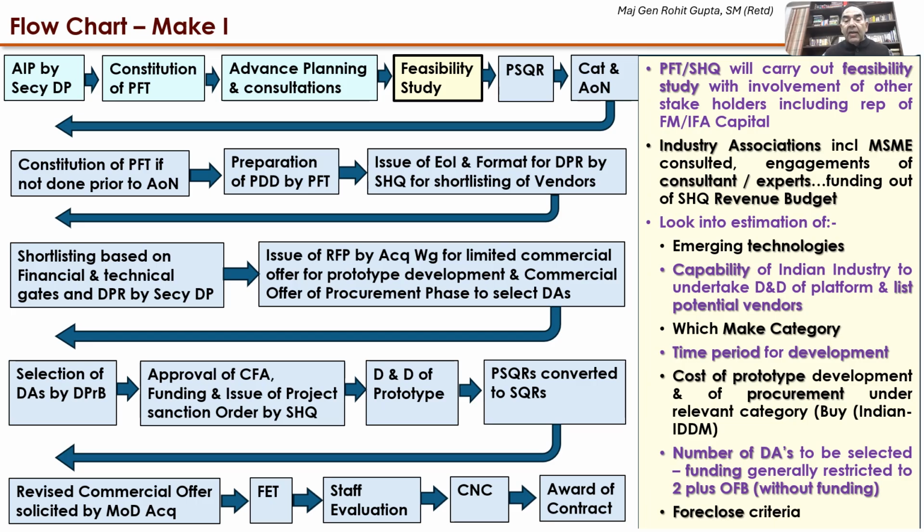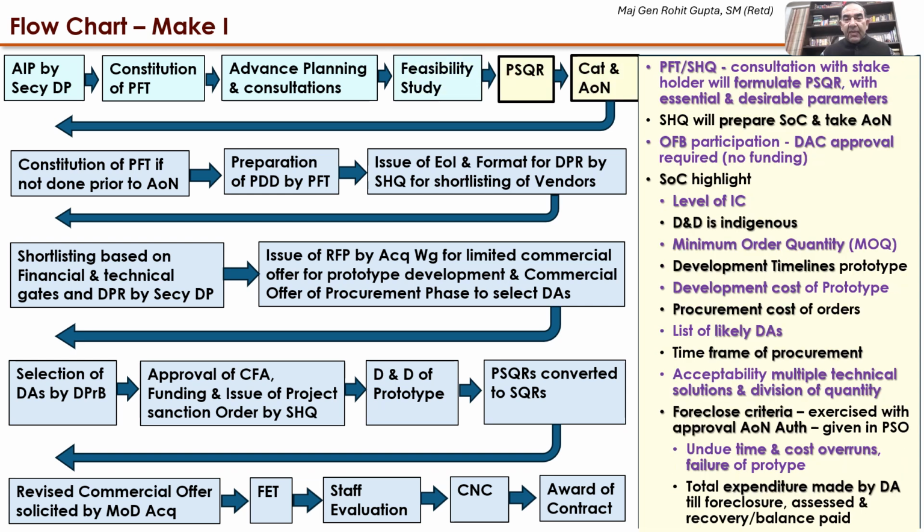For Make 1, it is Buy Indian IDDM with 50% indigenous content. What is the number of development agencies to be selected? Normally, in a Make One project, the funding is restricted to 2 development agencies plus Ordnance Factory. Ordnance Factory is always without funding. It's only the private agencies which get funding. As well as the foreclose criteria should the project not progress as expected.